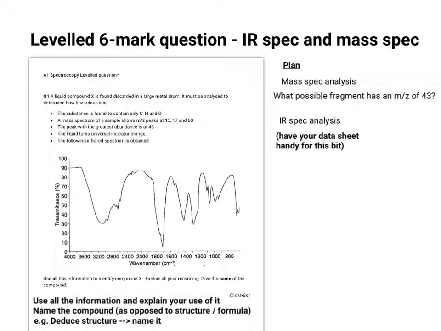Looking at the infrared spec analysis, you need to have your data sheet handy for this part. We've got an OH peak for carboxylic acid, and we've also got a C double bond O. That would strongly suggest we have a carboxylic acid. In other words, what I've just been thinking about is matching the peaks on the spectrum to the absorptions and also to the bonds. I've also now found that I have a C single bond O peak, so I'm using my data sheet to identify it.